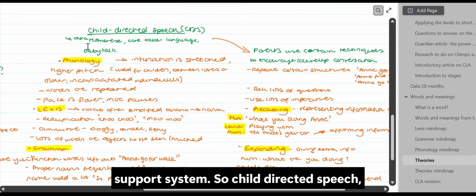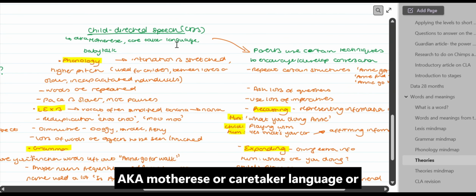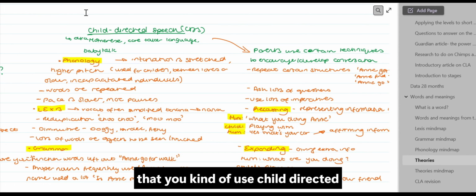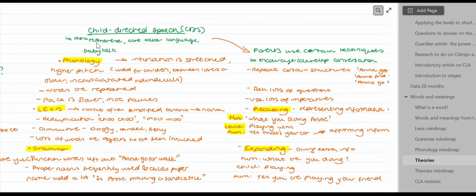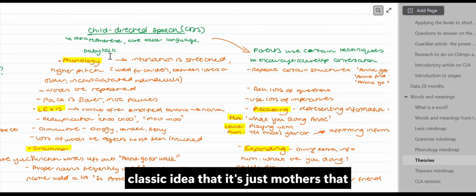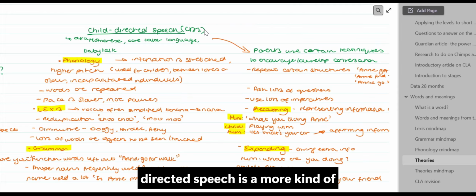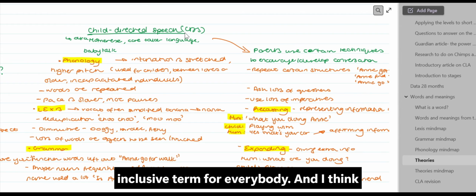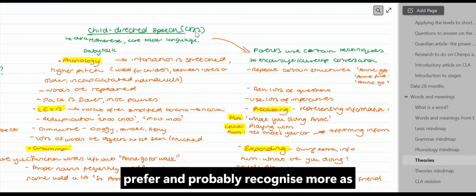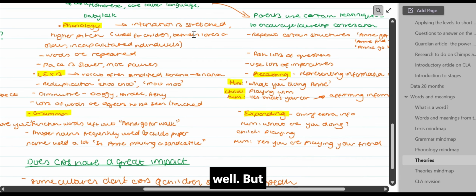So, child directed speech, aka motherese or caretaker language or baby talk, although I would recommend that you use child directed speech because, again, motherese is just presumptuous of this classic idea that it's just mothers that are caregivers, or that it's just mothers that are parenting children. But that's not necessarily the case. So, child directed speech is a more inclusive term for everybody. And I think it's something that examiners would prefer and probably recognise more as well.